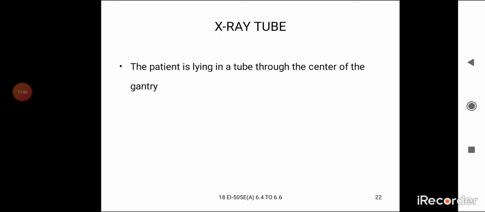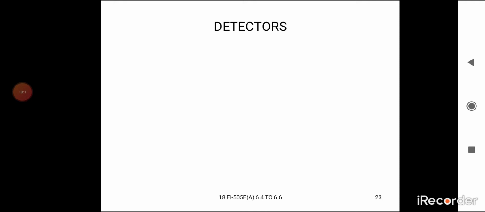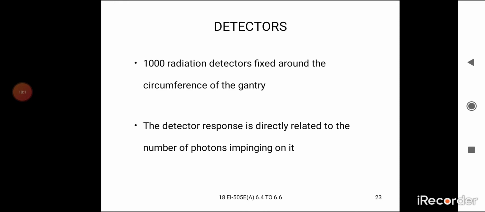X-ray tube: the patient is lying in a tube through the center of the gantry. The X-rays pass through the patient and are partially absorbed. Detectors: 1000 radiation detectors are fixed around the circumference of the gantry.